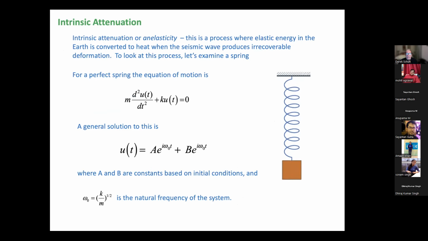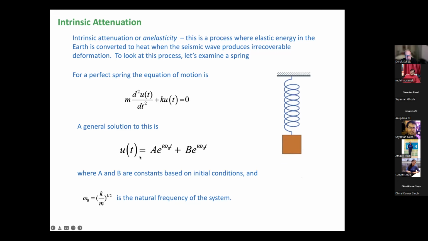So that brings me to intrinsic attenuation. Attenuation, or anelasticity, is a process where the elastic energy in the earth is converted to heat when the seismic waves produce irrecoverable deformation. To look at this, let's first use a spring analogy. For a perfect spring, the equation of motion is the mass times the second derivative of the displacement with time, plus the spring constant times the location of the spring, and that equals 0.